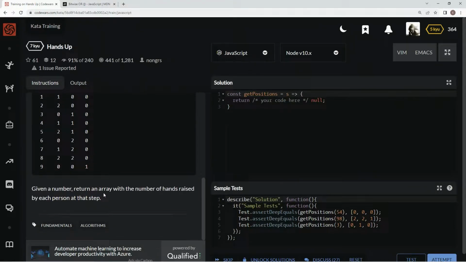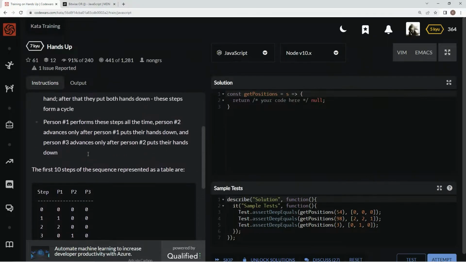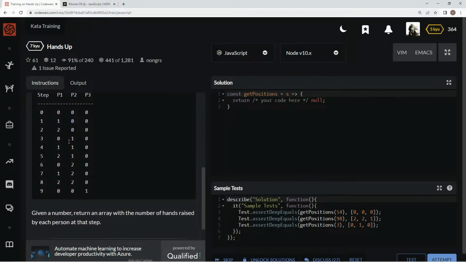Given a number, return an array with the number of hands raised by each person at that step. All right, so let's just set this thing up. We're going to get rid of this stuff right here, and we're just going to put an array right here. So we're going to get something in this first one. This person, we're going to reset back to 0 every time this person is done having 2 hands up, basically, the first person.